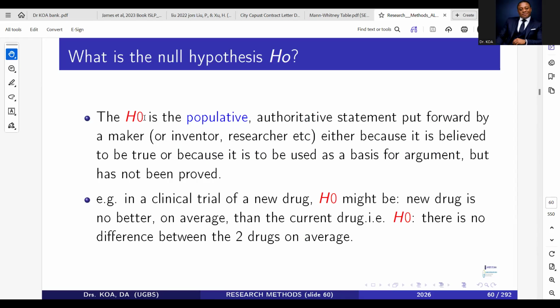Who can tell me what the alternative hypothesis is represented by? H1. Sometimes we use HA. Other times it's H1. So both of them are good. The null hypothesis, H naught. The alternative hypothesis, HA or H1.